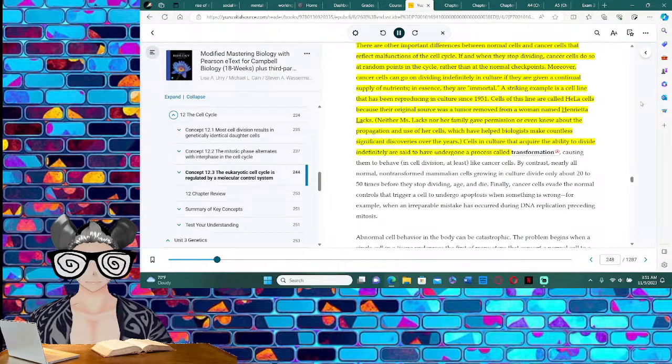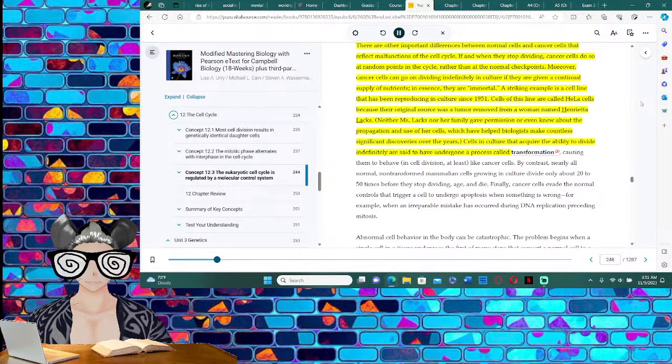There are other important differences between normal cells and cancer cells that reflect malfunctions of the cell cycle. If and when they stop dividing, cancer cells do so at random points in the cycle, rather than at the normal checkpoints. Moreover, cancer cells can go on dividing indefinitely in culture if they are given a continual supply of nutrients.